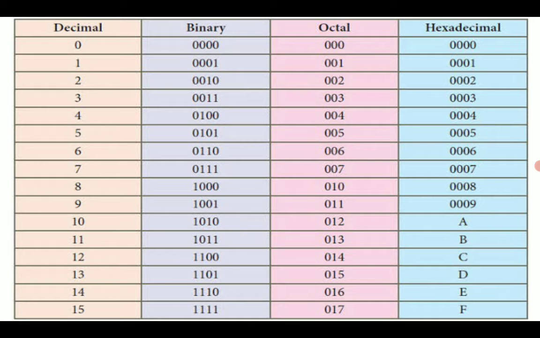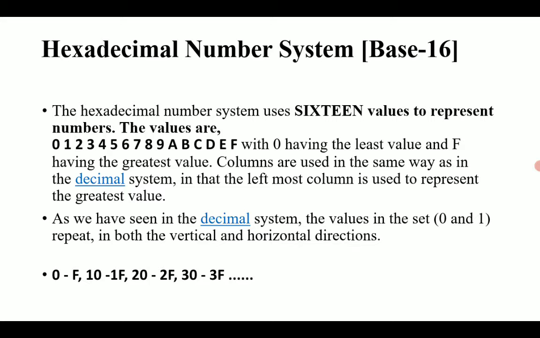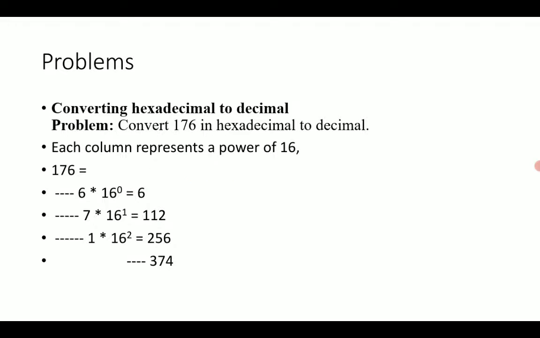So once again I will show you the chart. Up to 15 it is being represented like this, 0 to F. Then if you want to represent 16, it is represented as 10. Then 11, 12, 13, 14, like that it follows. So now let's see converting a hexadecimal to decimal system.